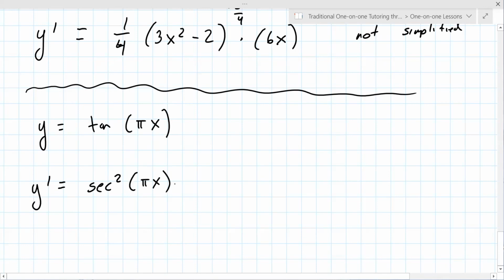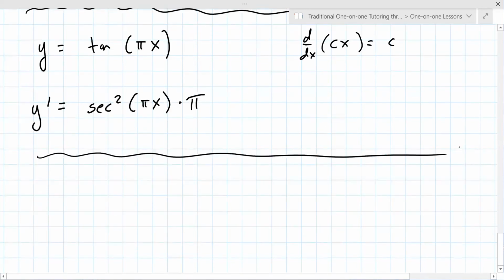What is the derivative of pi times x? Remember, x is the variable, pi is a constant. So I assume it'd just be one, right? The derivative of a constant times x is always the constant, so it's pi. Oh, yeah, that's true. All right, so let me give you one here.